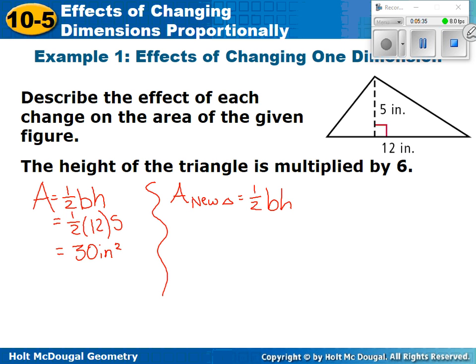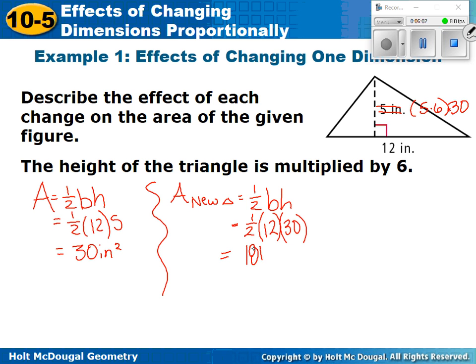Multiplying it by 6. So my height's no longer going to be 5. My height's going to be 5 times 6. What's 5 times 6? 30. Okay, so now let's plug the new height in. The base didn't change. The base is still 12. The new height is now 30. So what's our new area? 180.